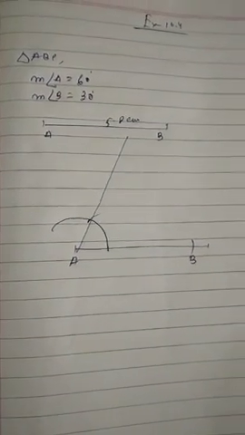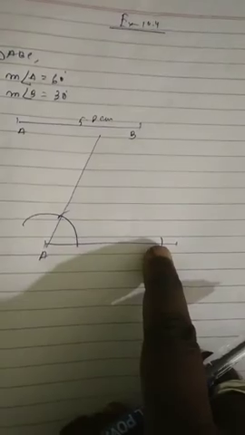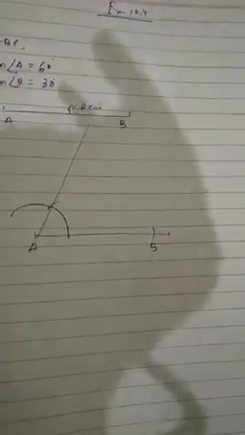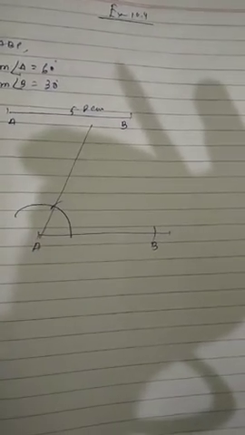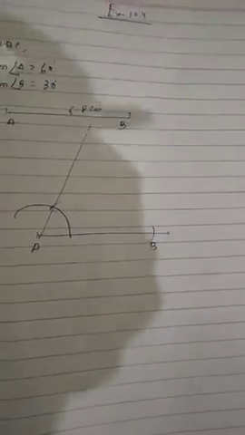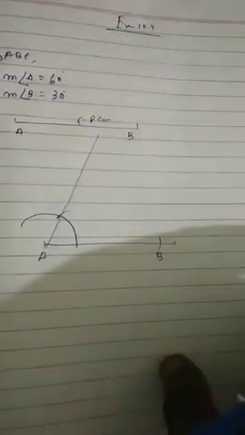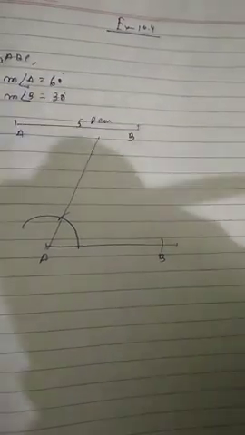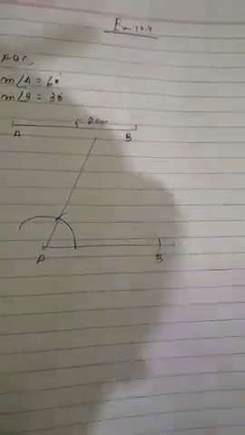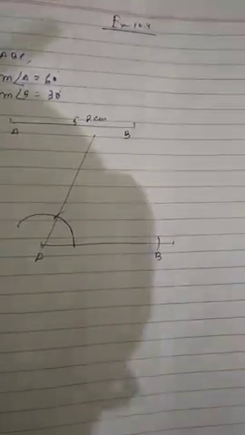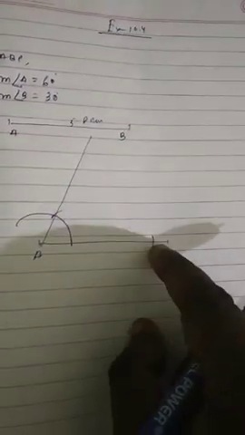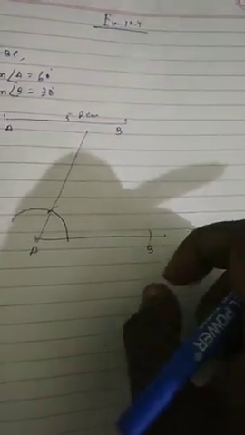Now, from B, I have to draw 30 degrees. Children, there is no direct way to construct 30 degrees with compasses. So we'll first construct 60 degrees, then go for angle bisection of 60 degrees, and we will be able to get 30 degrees from there. So my first job is to make 60 degrees first.